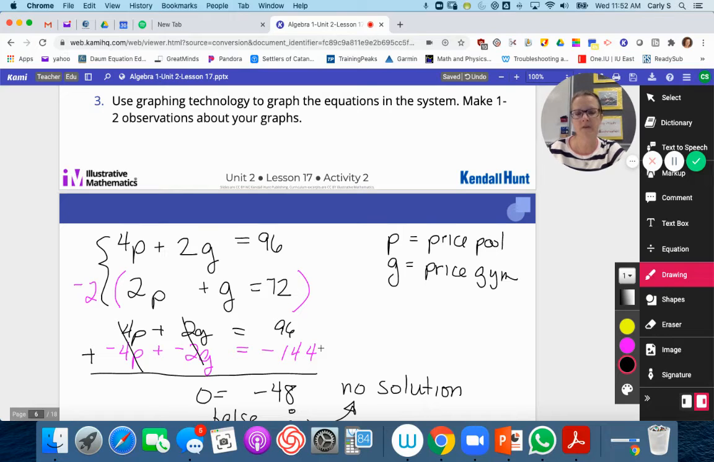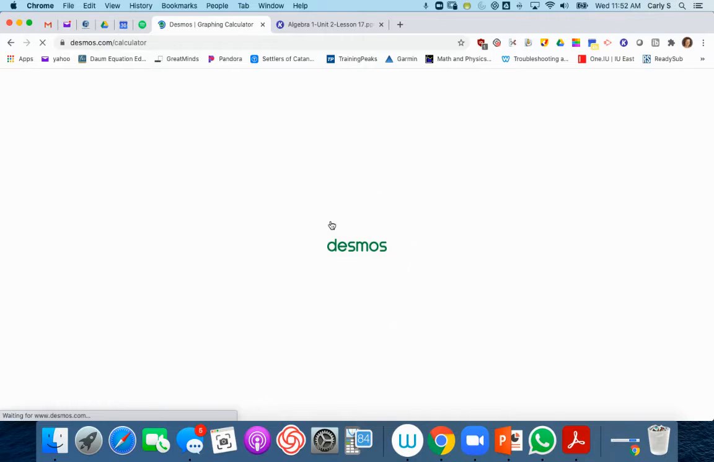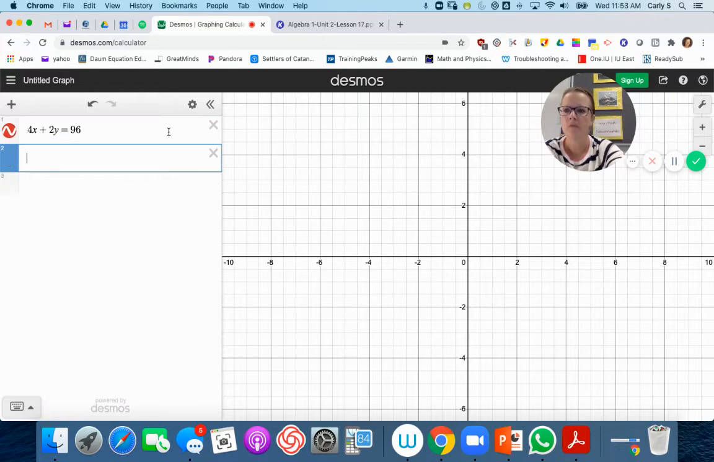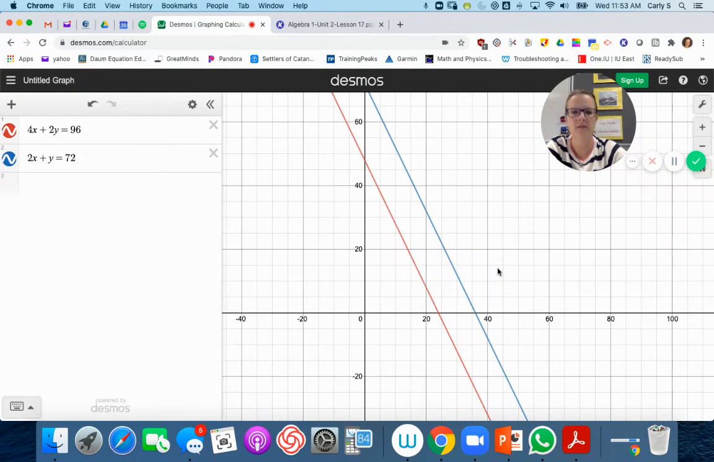Use graphing technology to graph the equations in the system. All right, so let's go over to the graph. For x plus 2y equals 96. X is pool, y is gym, and 2x plus y equals 72. All right, let's zoom out. What do we notice about this system of equations? You're right, they're parallel, all right?